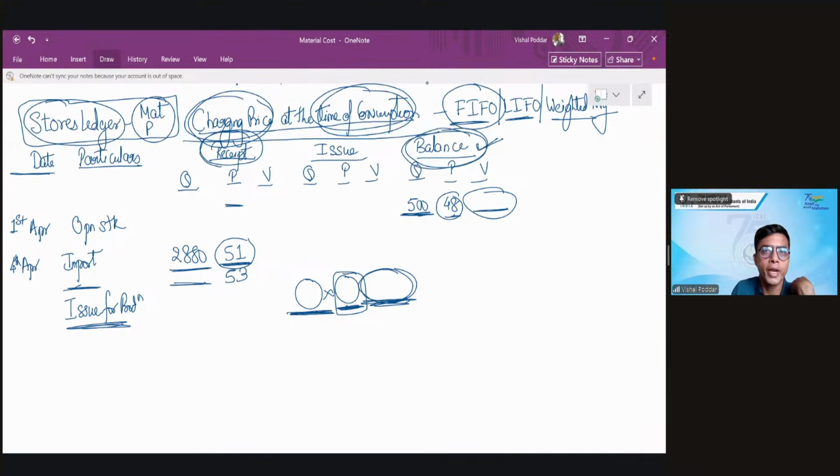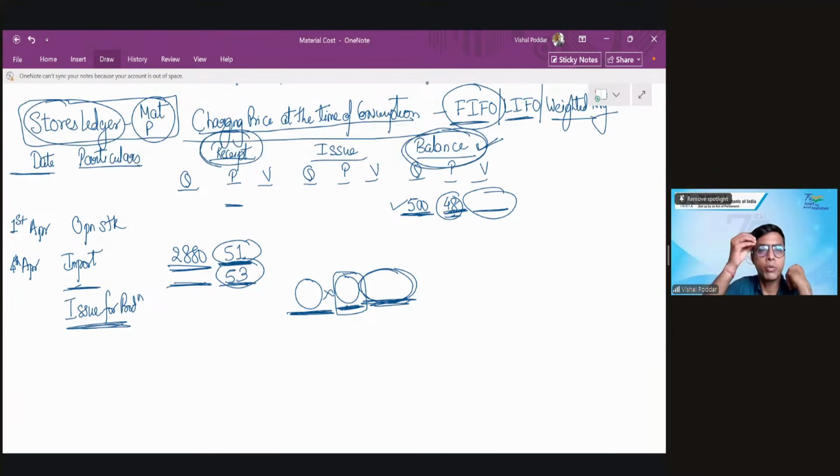Because when you are finally finding out the charging price at the time you are actually consuming the material, you have to see if there was opening stock. What was the price? Then if you have made purchases 2-3 times, what is the price every time you are getting for these purchases? These prices we have calculated using the above formula, which we call the price at the time of purchase. So this is your price at the time of purchase.